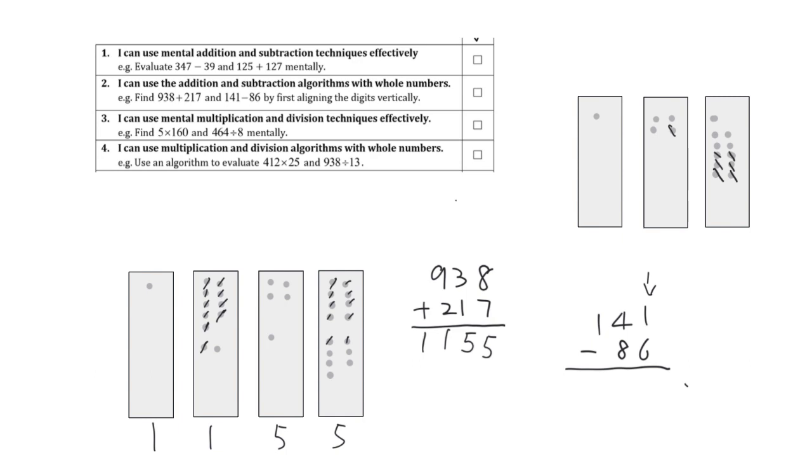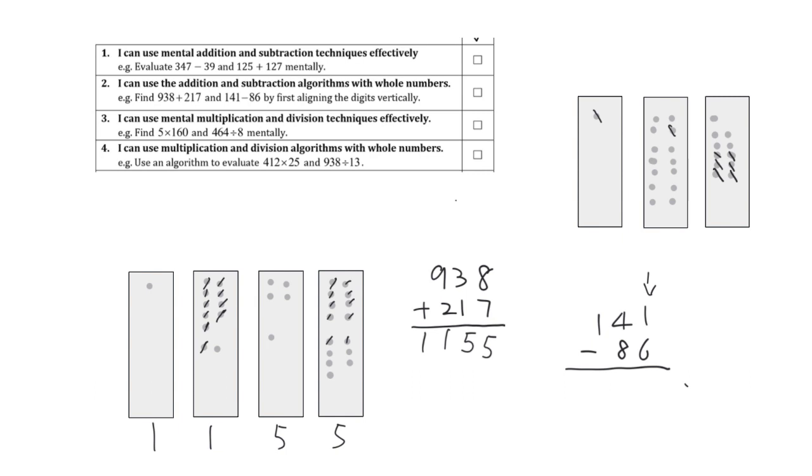Okay, so that part is done. Now we want to take away 8. So we only have 3. So similar idea. We move that 100 into 10 tens. Okay, so similarly, 1, 2, 3, 4, 5, 6, 7, 8, 9, 10.